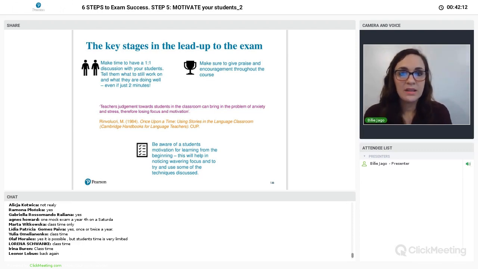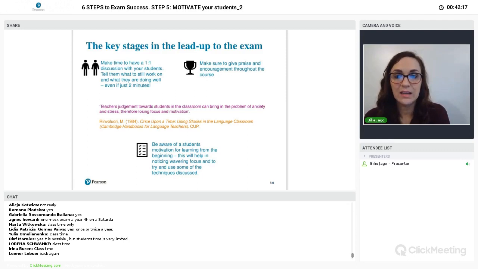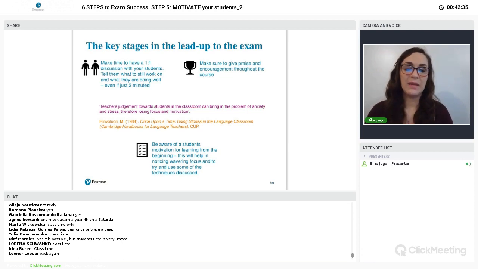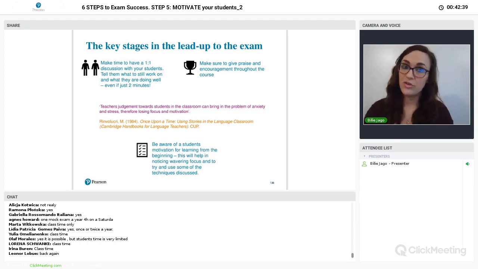Something that Rinvolucri said is that teachers' judgment towards students in the classroom can bring the problem of anxiety and stress, which might therefore lose focus and motivation. Something that we as teachers may not realise is that body language, eye contact, or even the way that something's said, the way we error correct, for example, can make positive reinforcement seem insincere, or the students might misconstrue it, meaning there might be a lack of trust in the teacher and student relationship.